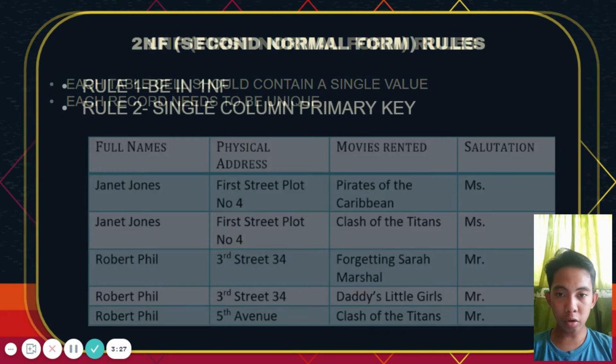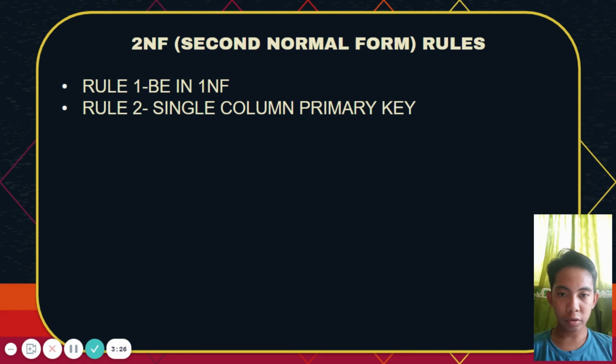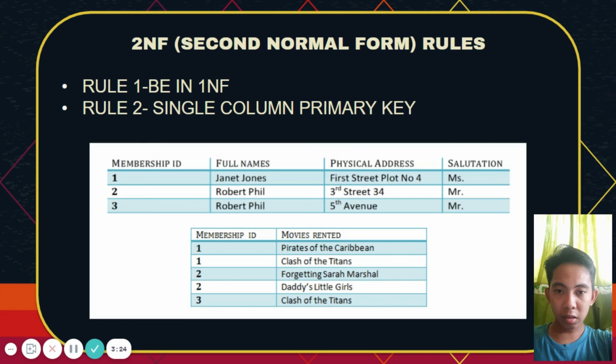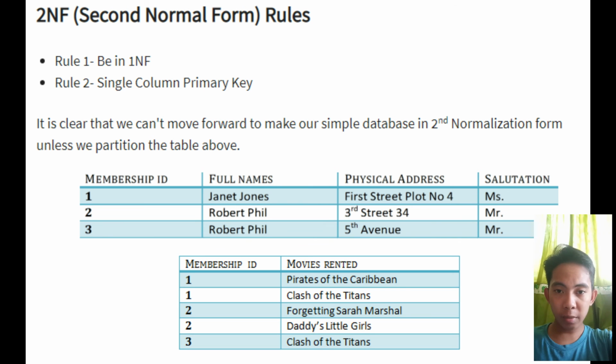For the 2NF or second normal form, we have two rules. Rule number 1, be in the first normal form. Second rule, single column primary key. A primary key is a single column value used to identify a database record uniquely. A primary key has the following attributes. A primary key cannot be null. A primary key value must be unique. The primary key value cannot be changed or should rarely be changed. A primary key must be given a value when a new record is inserted.